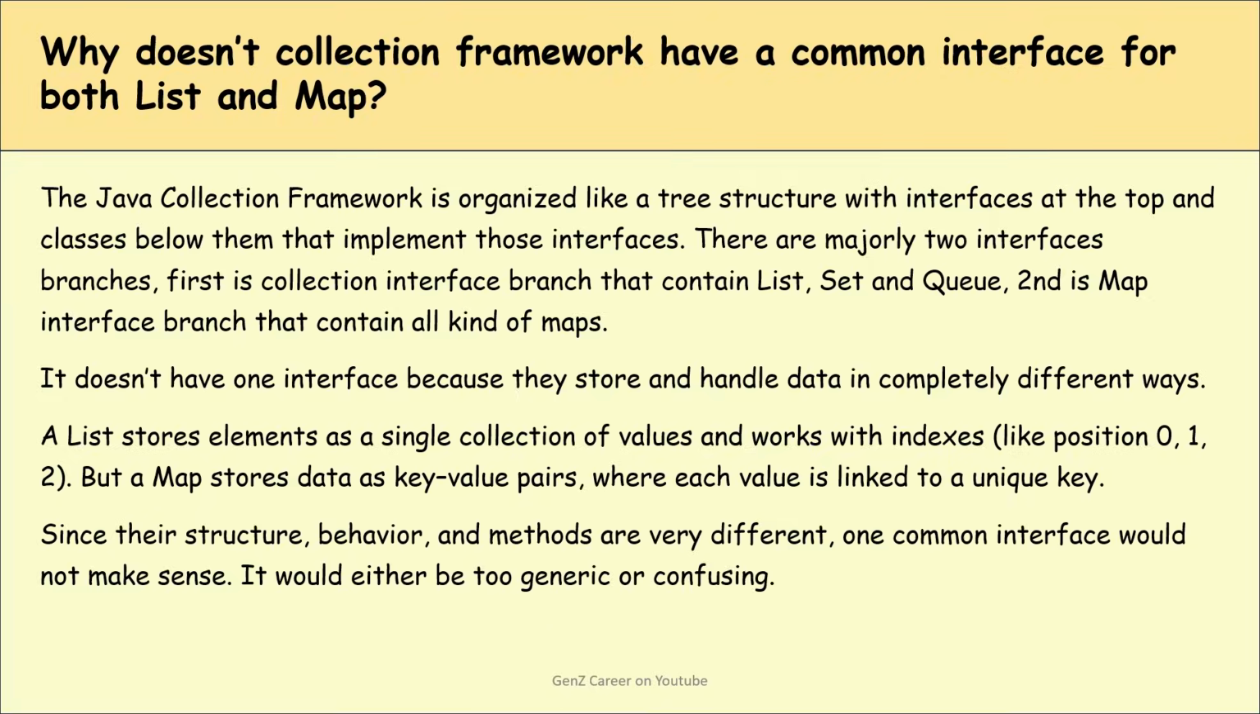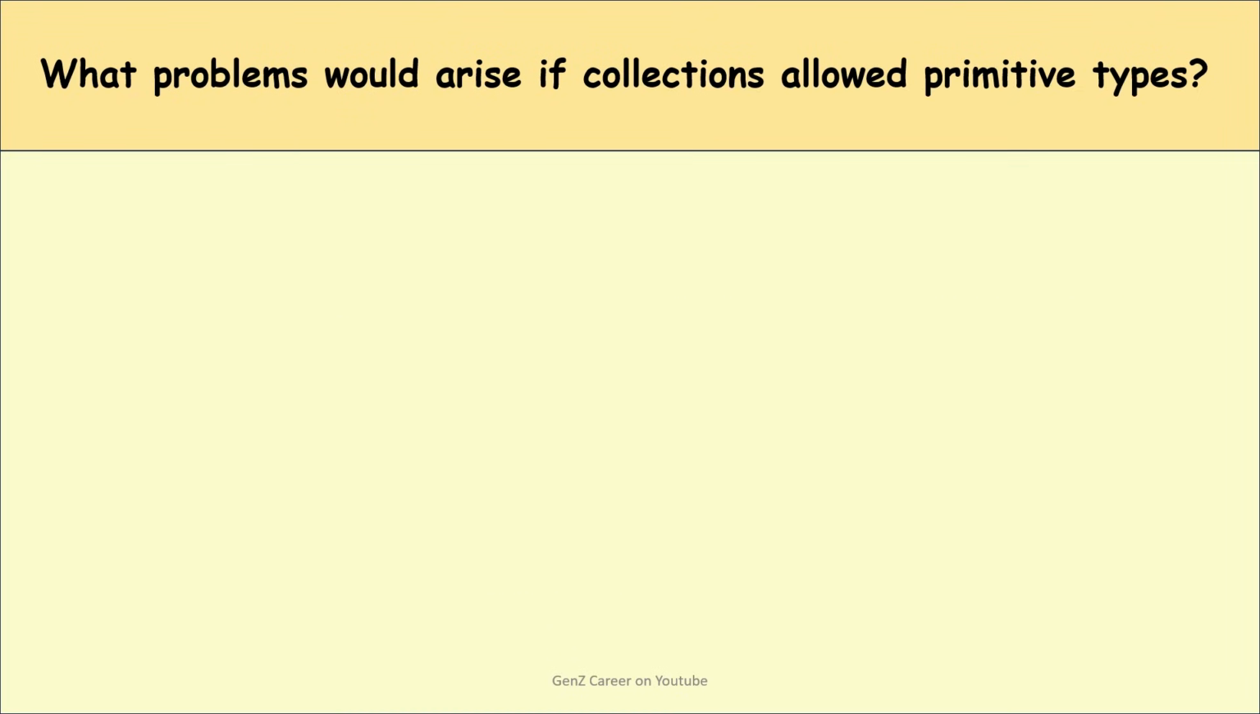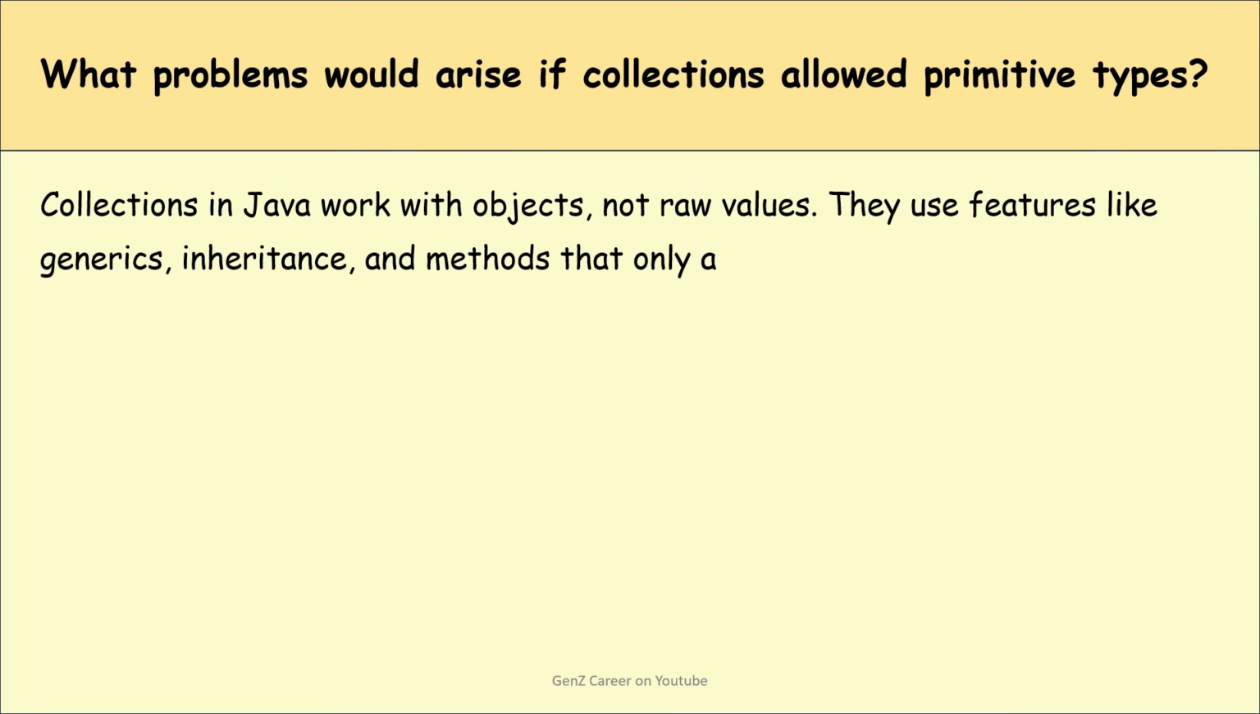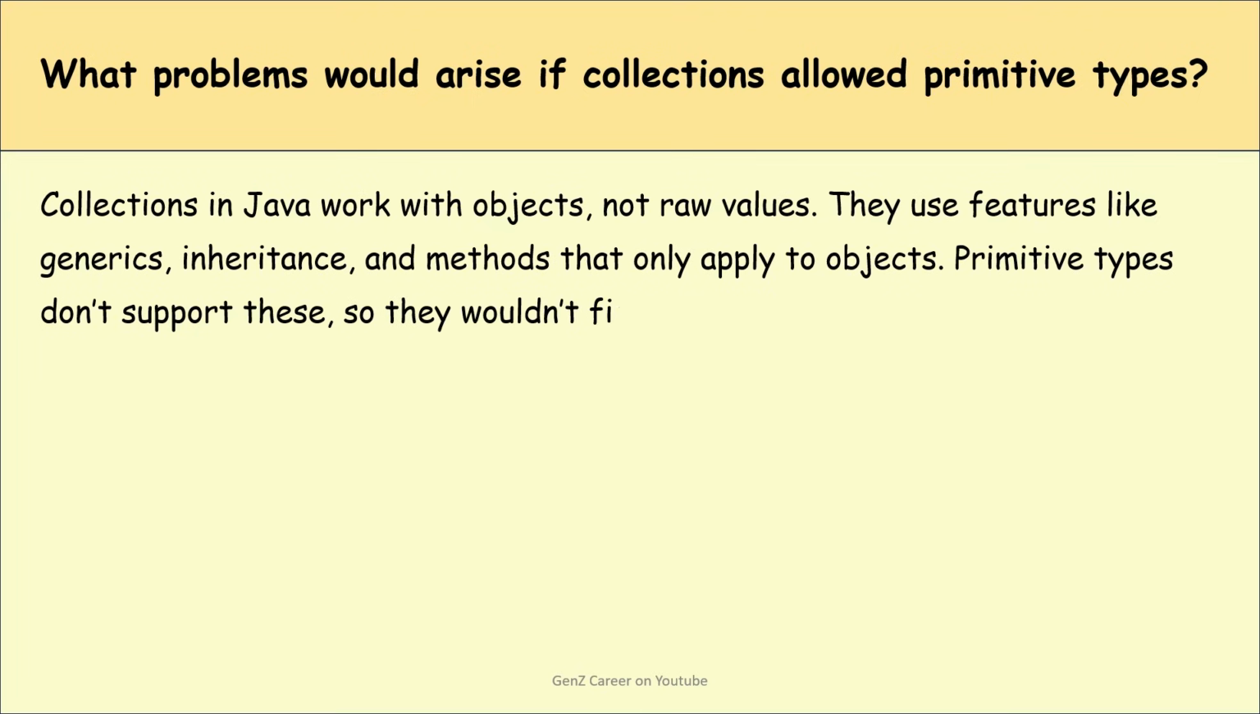Okay. What problem would arise if collections allowed primitive types? This is also a tricky question. Collections in Java work with objects, not raw values. They use features like generics, inheritance, and methods that only apply to objects. Primitive types don't support these, so they wouldn't fit into the collection design.